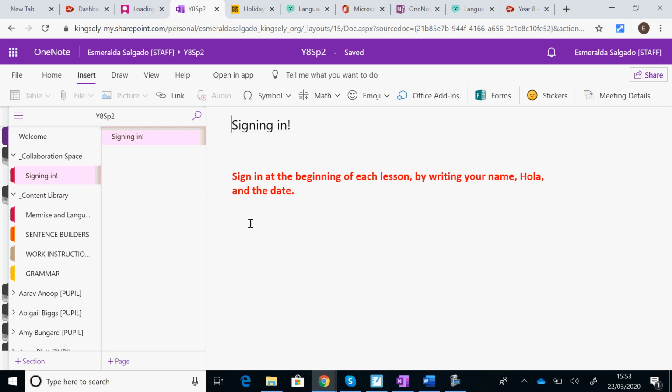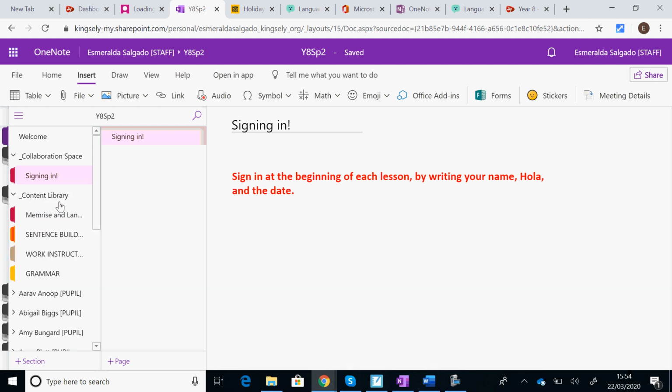I expect you to write anywhere here, because this is a collaborative space, your name, por ejemplo, Mrs. Salgado, and then you write hola, then you write the date that you're in, for example, 23rd March. That would be basically it. Everybody can see this collaboration area, and I can see that you are in the lesson.